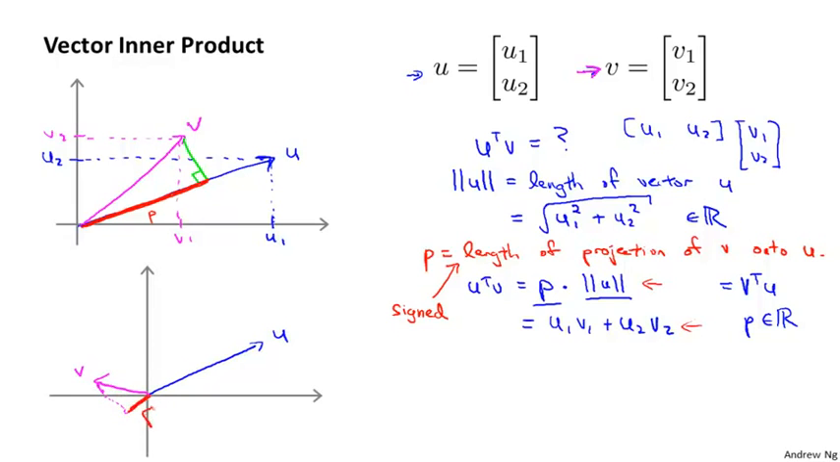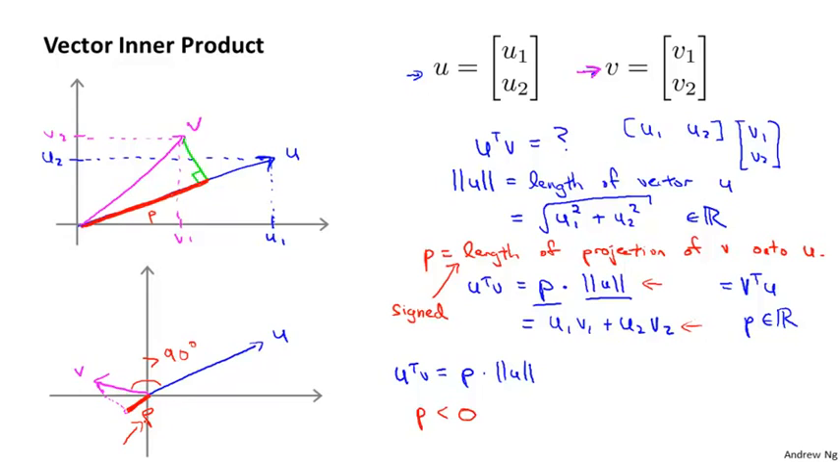And so I'm going to have that length p. And in this case, I will still have that u transpose v is equal to p times the norm of u, except that in this example, p will be negative. So, in inner products, if the angle between u and v is less than 90 degrees, then p is the positive length of that red line. Whereas if the angle here is greater than 90 degrees, then p will be the negative of the length of that little line segment over there. And so the inner product between two vectors can also be negative if the angle between them is greater than 90 degrees. So that's how vector inner products work.